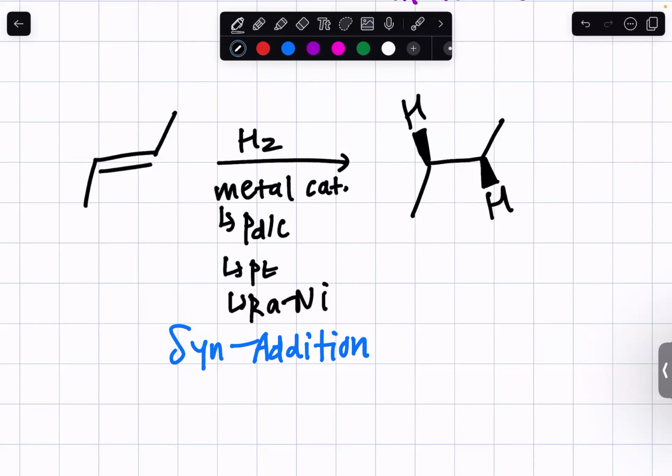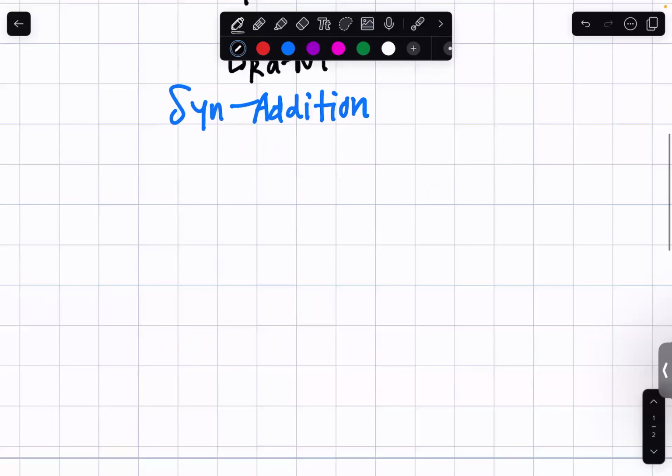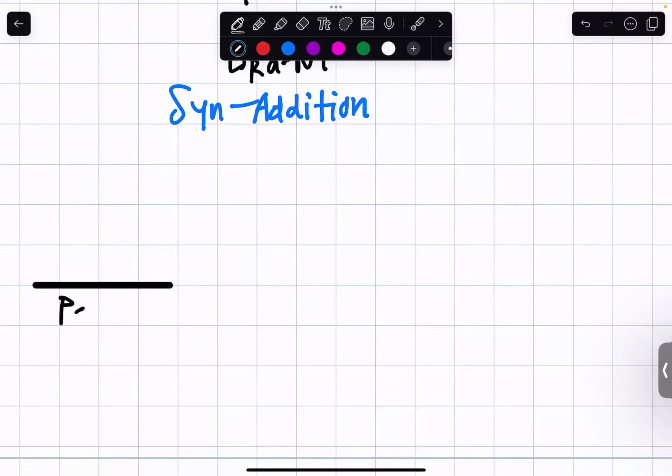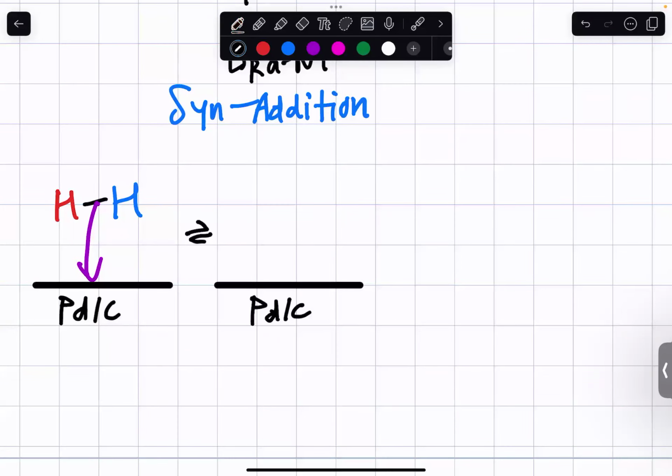Here's why that happens. Let's say we have a metal like Pd/C here, and let's say the H2 comes like this, where one H is red and the other H is blue. The H's are just going to get adsorbed onto the metal catalyst. And once the hydrogens are attached to the metal catalyst, we now bring in our alkene. So let's say our alkene is right here, and I'm going to say that this is a dash hydrogen.